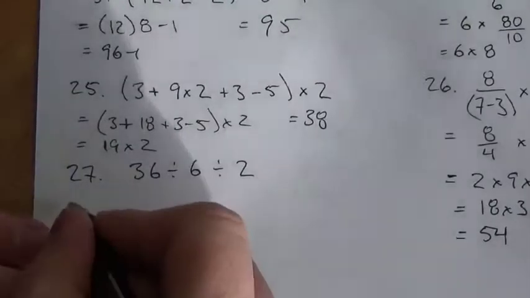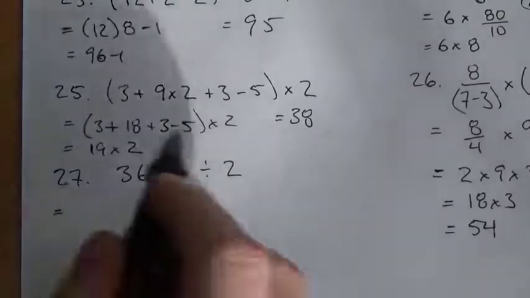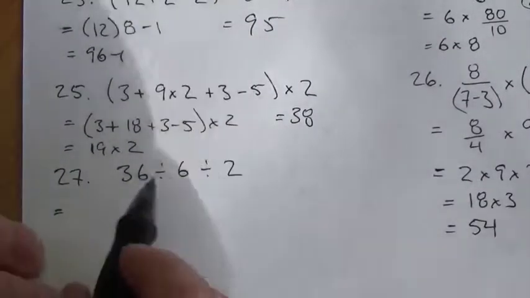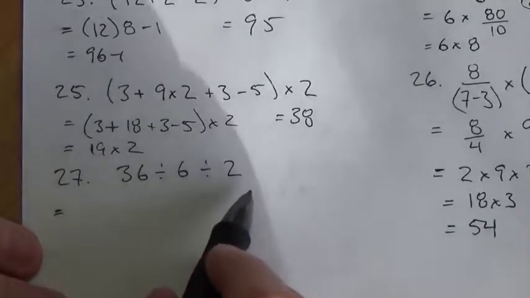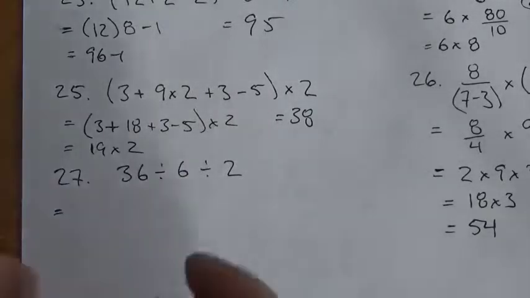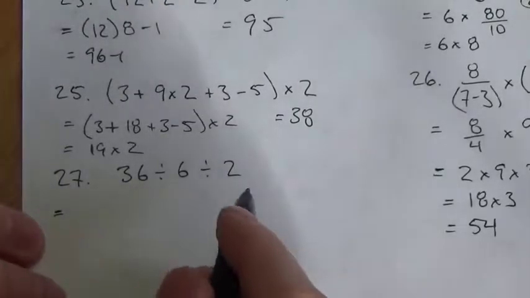Now, my last one right here, it's just a series of divisions, but they're written across like this. It's 36 divided by 6 divided by 2. Now, I have watched students do this incorrectly so many times. I want to make sure that you understand what's going on here.